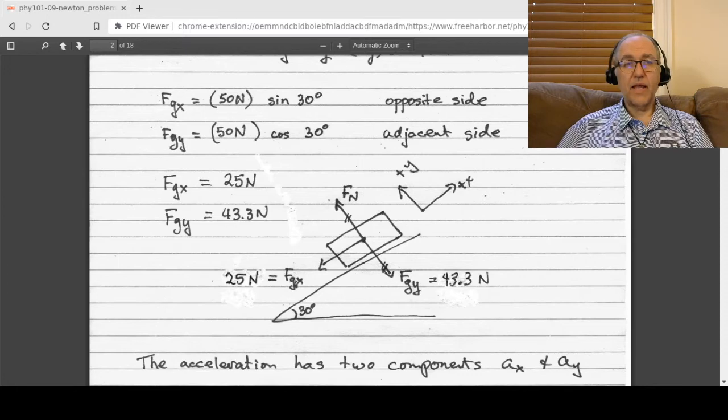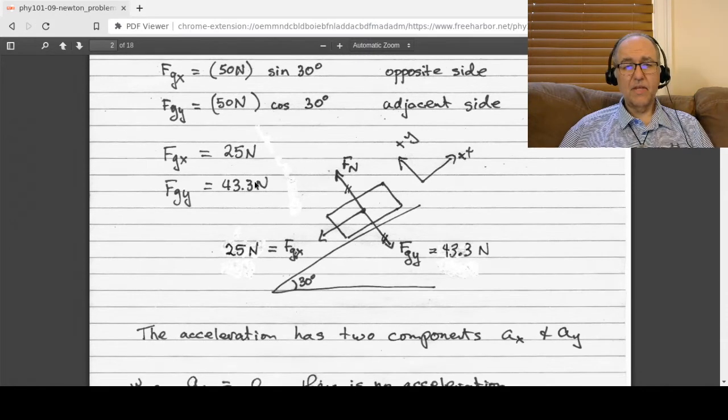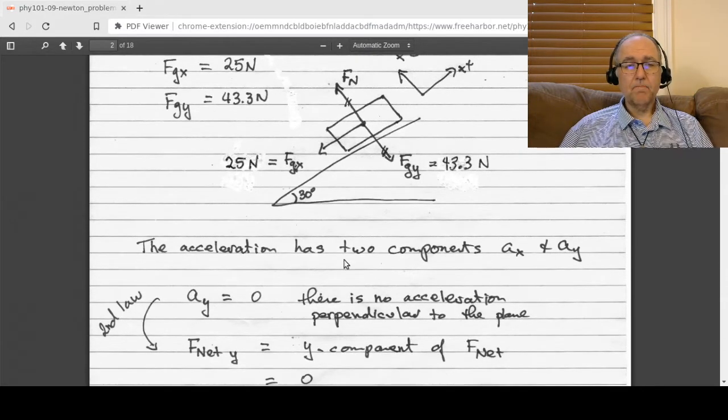The first thing we might want to look at is the acceleration in the y component. And see, we have FGY, but we don't have FN. And you go, well, what would FN be? But if you take a look here, there is no acceleration in the y direction. What would that mean? It would mean acceleration perpendicular to the inclined plane. But the motion is purely parallel to the inclined plane.